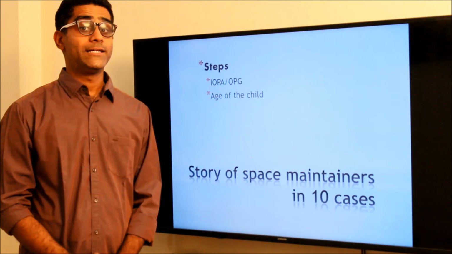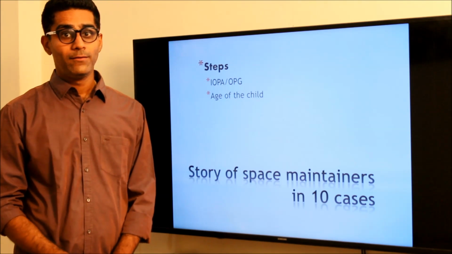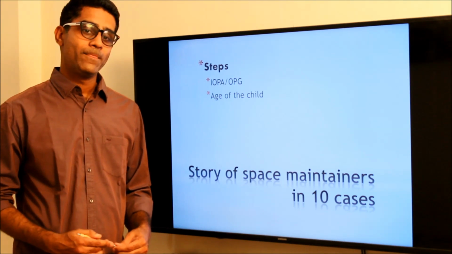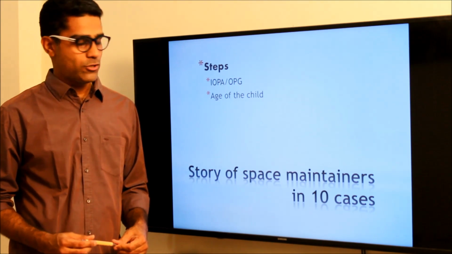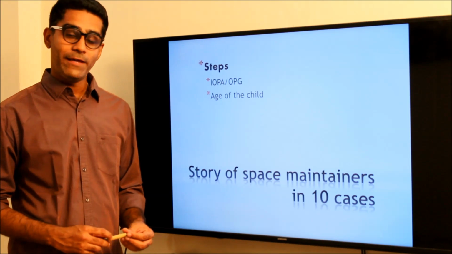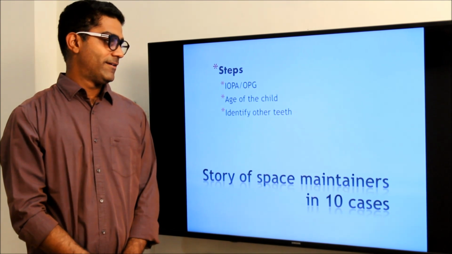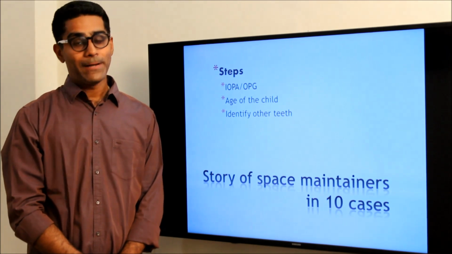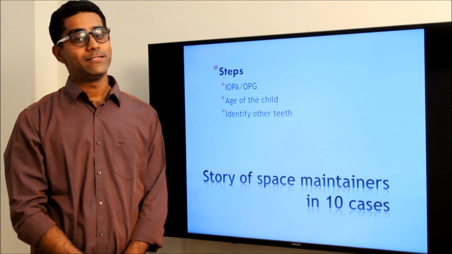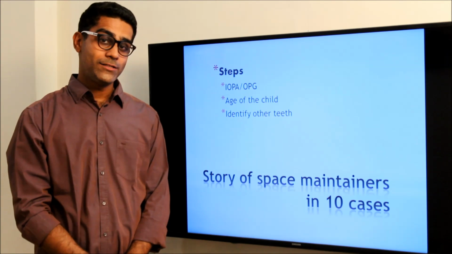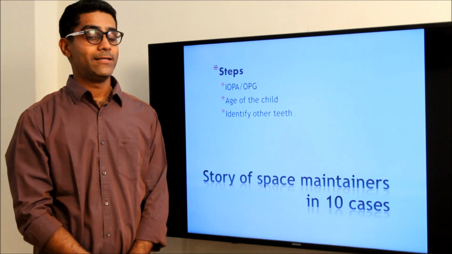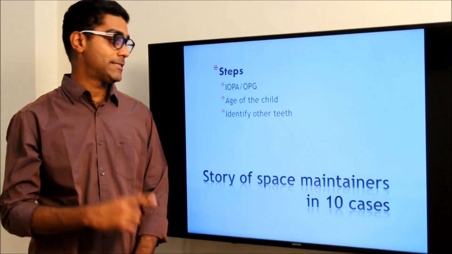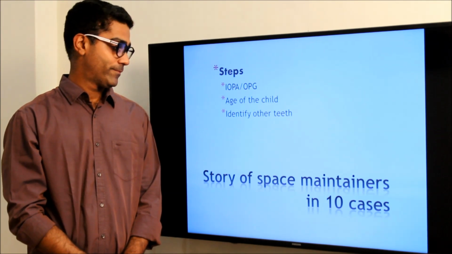Yes, the chronological age of the child is very important. You might not like to give a space maintainer in an 11-year-old kid whose first primary molar has been lost. So knowing the age of the child is very important. Yes, you need to know which are the other teeth, primary or permanent, incisors, canines, especially in the lower arch. You need to know in mixed dentition whether the incisors are primary or permanent. I will be explaining why it is important, but yes, identify the other teeth.